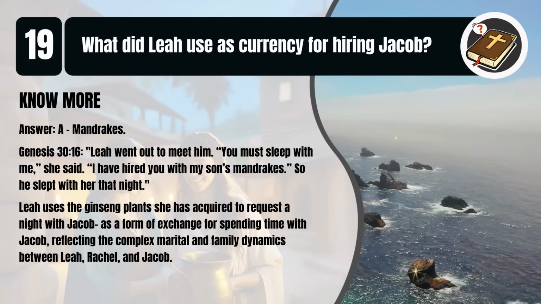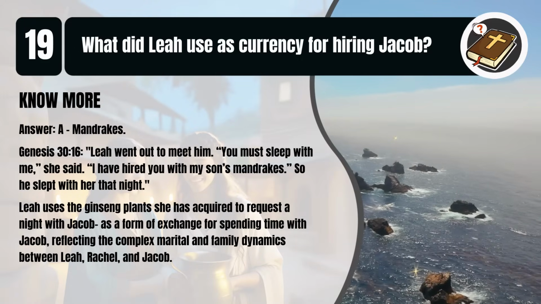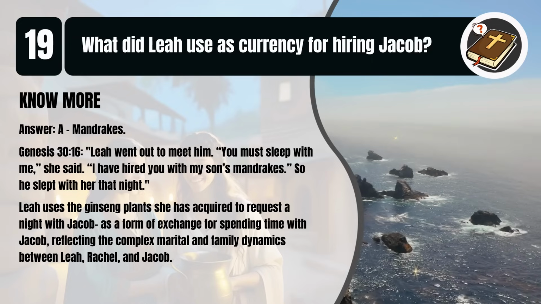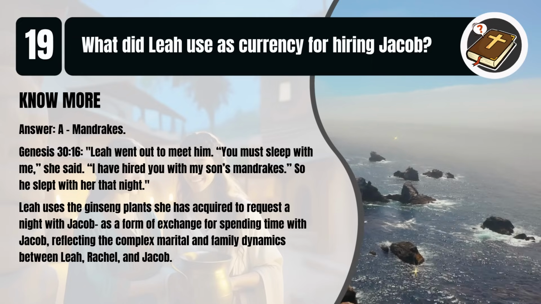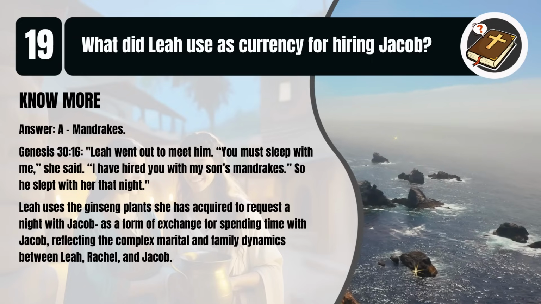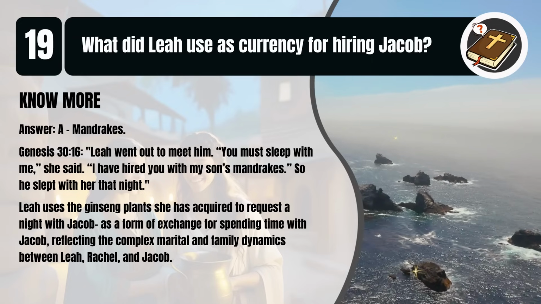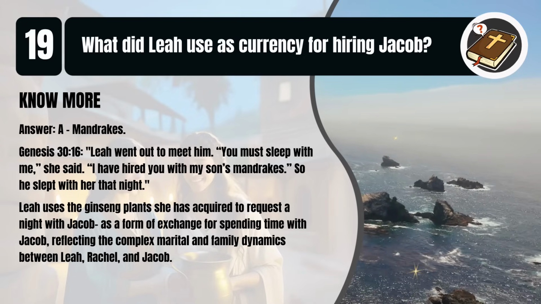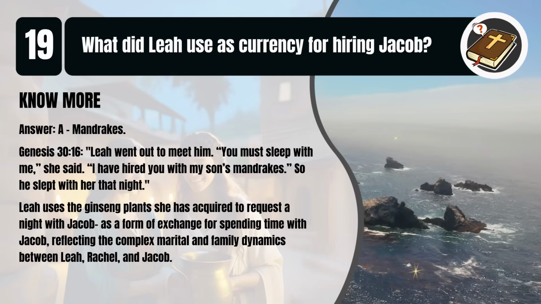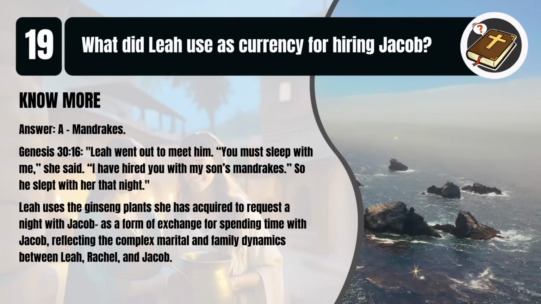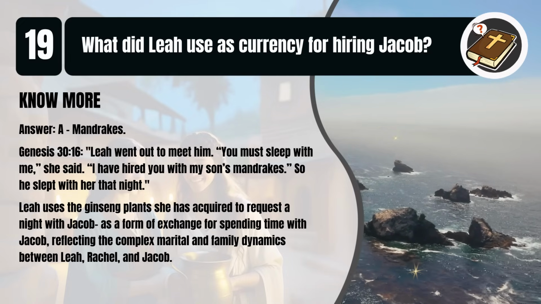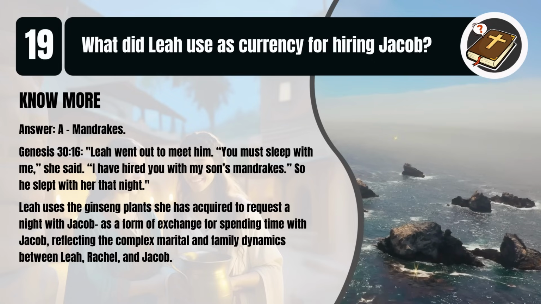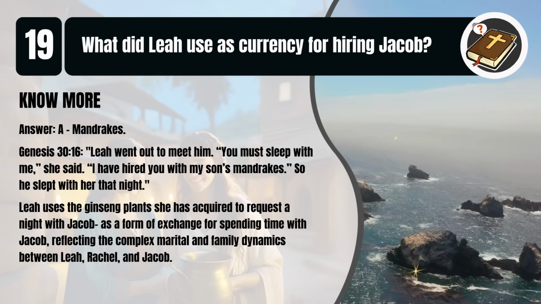That's A. Mandrakes. Genesis chapter 30, verse 16. Leah went out to meet him. "You must sleep with me," she said. "I have hired you with my son's mandrakes." So he slept with her that night. Leah uses the mandrake plants she has acquired to request a night with Jacob as a form of exchange for spending time with Jacob, reflecting the complex marital and family dynamics between Leah, Rachel, and Jacob.